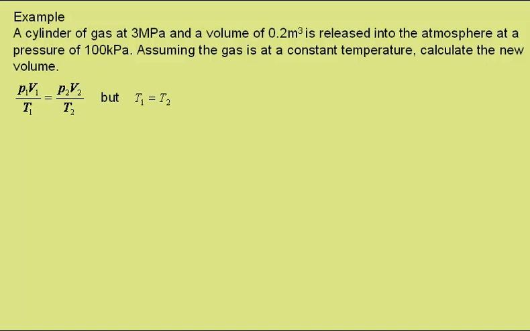This is explained in the video on the ideal gas equation. But T1 is equal to T2 as the temperature doesn't change. So we can rearrange for V2 being equal to P1 V1 over P2. Putting in the figures, the pressure 1 was 3 megapascals, the volume 0.2 cubic meters, and the pressure in the second instance was 1 times 10 to the 5 pascals. This gives a new volume of 6 cubic meters.